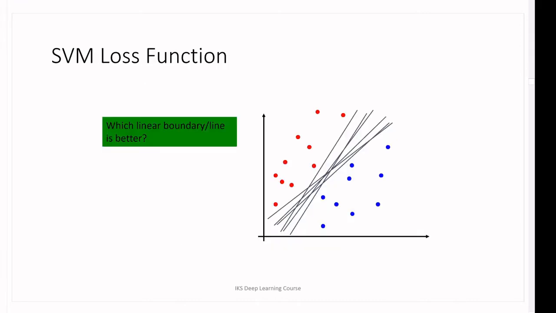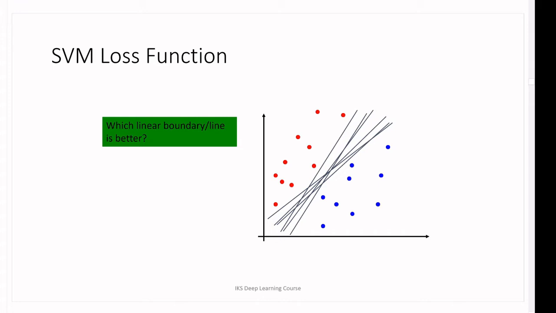Now let's look at another loss function which we call the SVM loss function, or support vector machine loss function. And to understand this loss function, let's look at this problem here in 2 dimensions from 2 classes. So we have a bunch of training examples coming from, let us say, a blue class, and then we have a bunch of training examples coming from a red class.